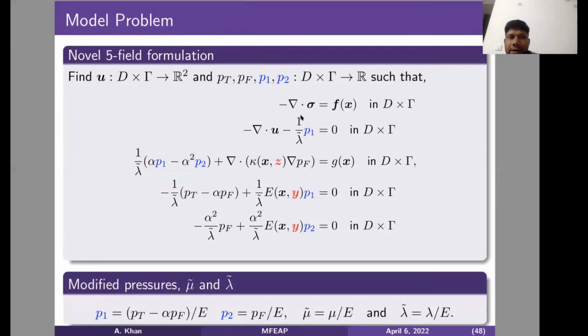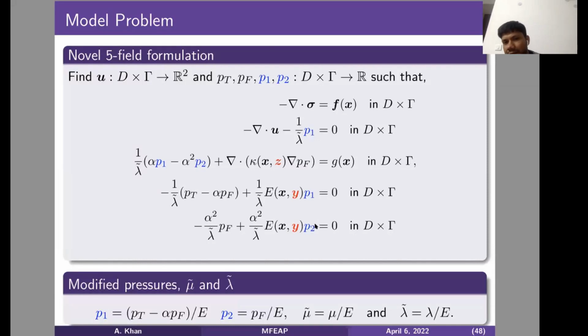Then what we will do, we'll define a novel 5-field formulation where we'll define two pressure terms, or you can also say these Lagrange multipliers P1, P2. And we will use them in a way that we'll get this 5-field formulation.